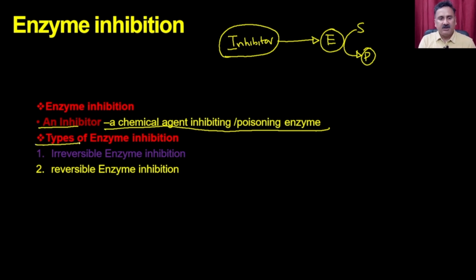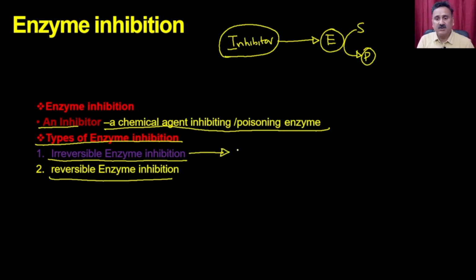Depending on the type, the inhibition could be irreversible or reversible. Irreversible inhibition means a permanent type of inhibition. Once you add the inhibitor, it blocks the enzyme, and this is an irreversible process. Whereas in reversible inhibition, the inhibitor will inhibit the enzyme, but if you do some treatment or some other method, it is going to relieve the inhibition.